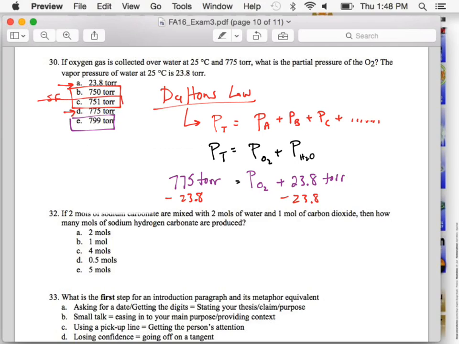$751.2. So our answer is 751. Yeah, because how many sig figs are we allowed to use? 3, because 775 and 23.8 are all both 3 sig figs. Isn't 25 degrees Celsius only 2? I didn't do any calculations with it, so I don't care about it. Okay? Make sense? Okay. I believe the next one was 12.